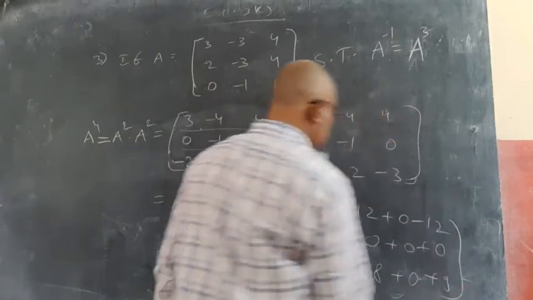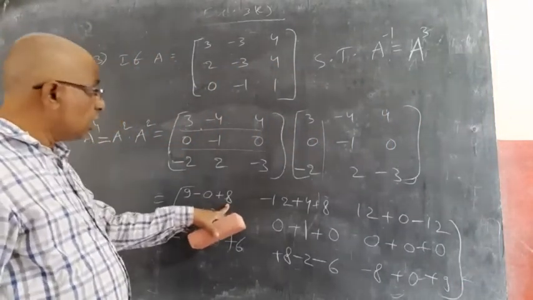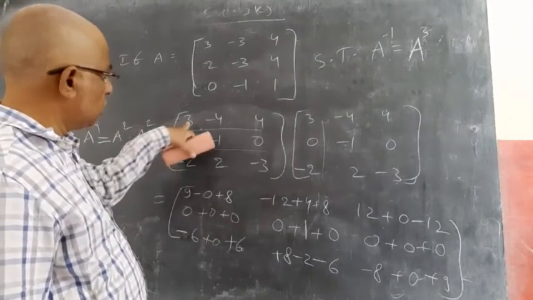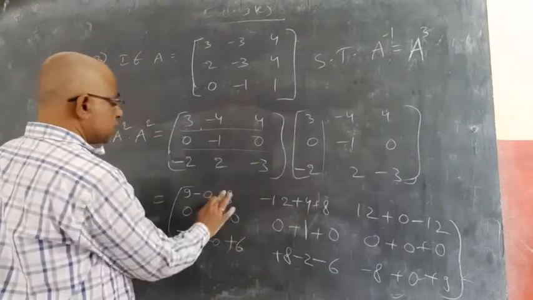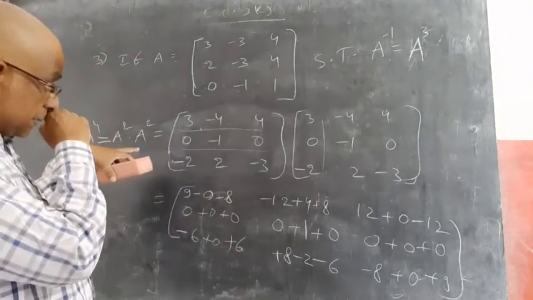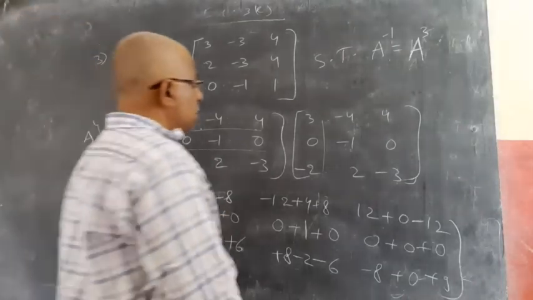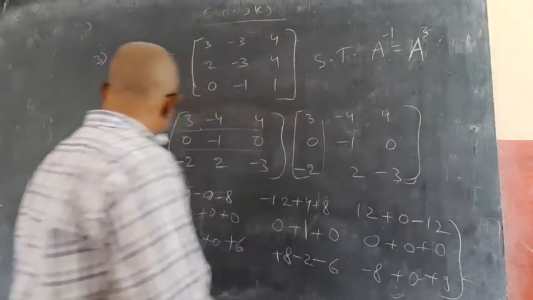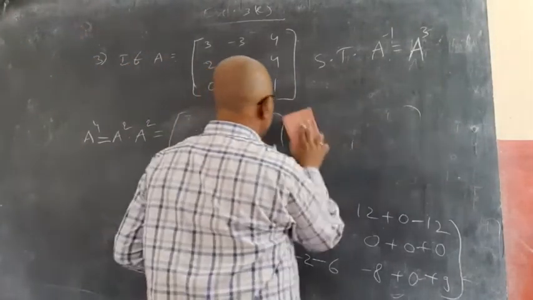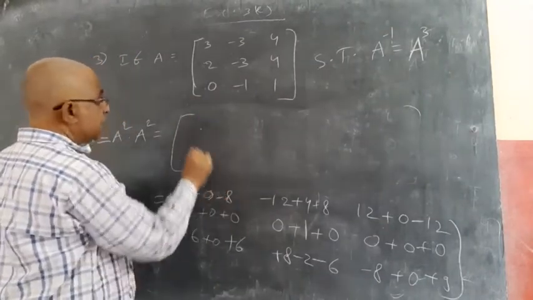So what we got finally? This is 9 minus 9. This is minus 2 into 4 into minus 2 minus 8. Yeah. Now is there any more mistake? No. So this is 9 minus 8 is 1. So the final result is, we got A power 4 equal to, 9 minus 8, 1.